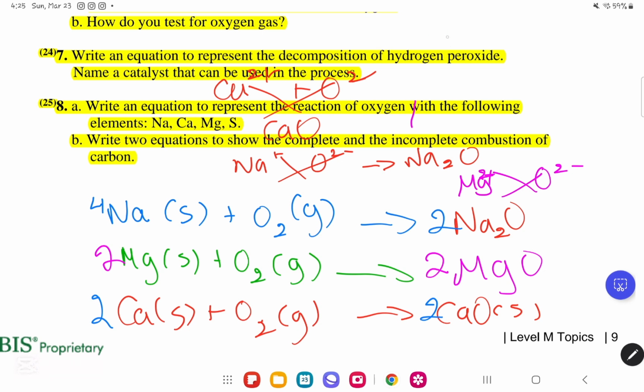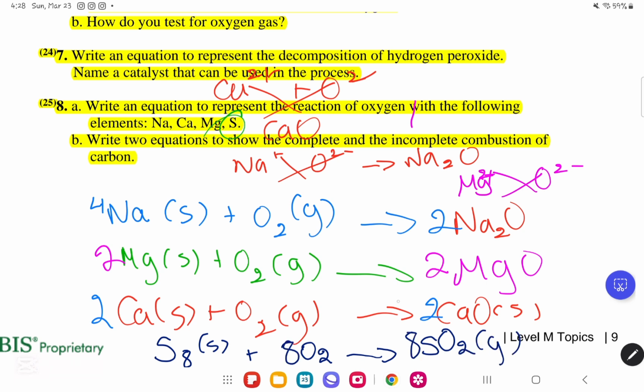Now finally, S. S is a little bit complicated. So S is found as S8. Okay, so S8 solid will react with oxygen gas to produce SO2 gas, and to balance it, you're going to have 8 over here and an 8 over here.